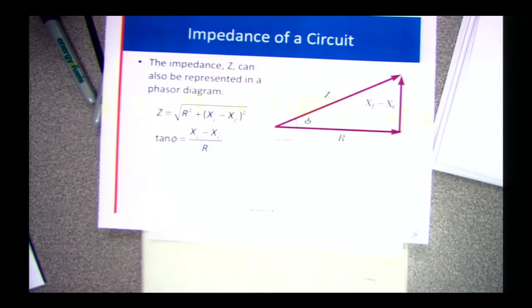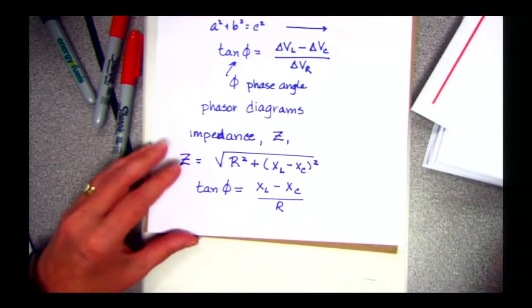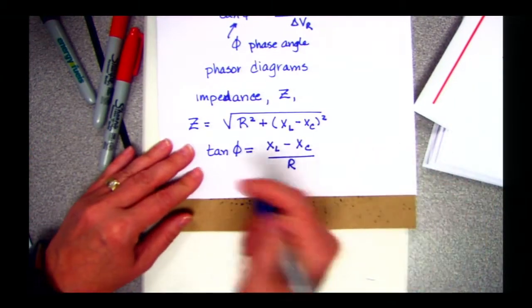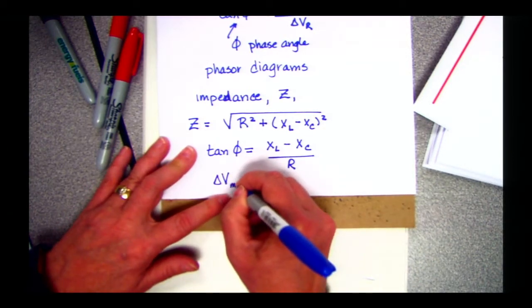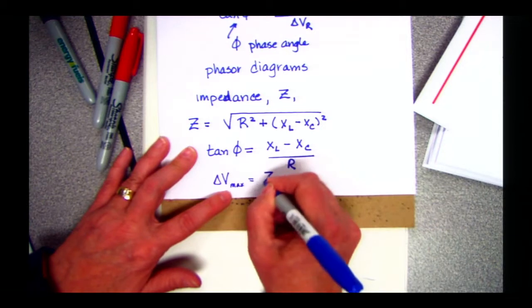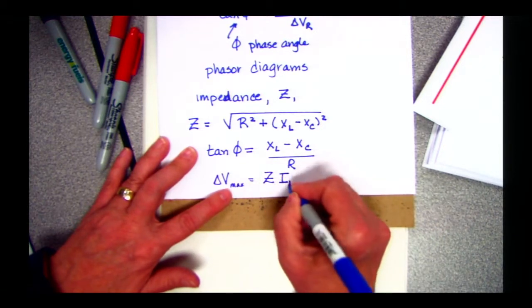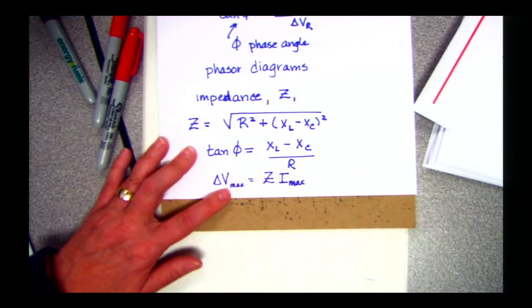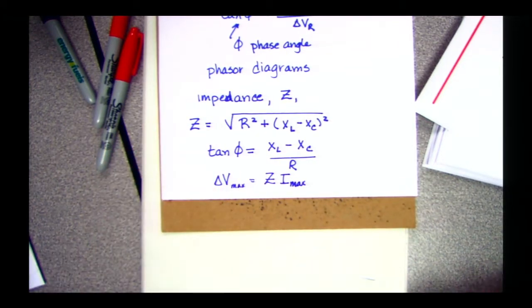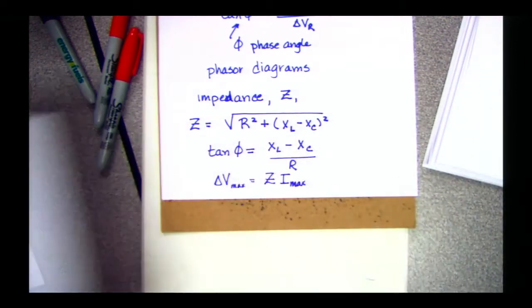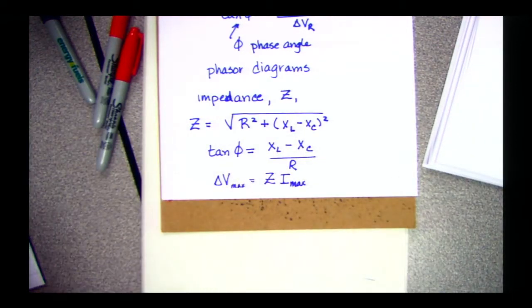So we can actually look at that. The other part about this is I can rewrite my Ohm's law for this, that my voltage max is going to equal the impedance times my current max. So I can look at Ohm's law for the whole system and be able to look at that piece. So let's work a problem here.